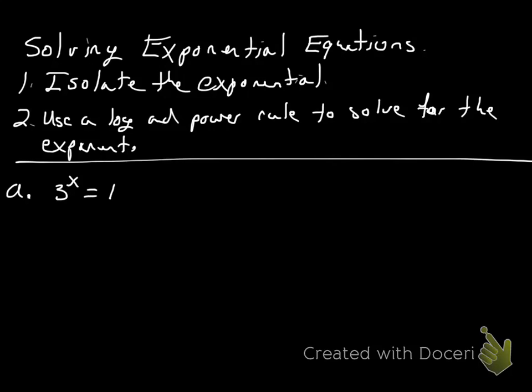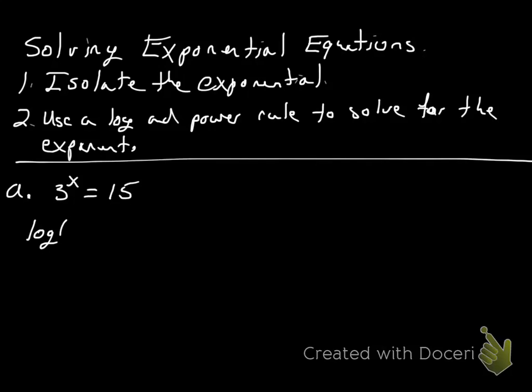So let's say I have 3 to the x equals 15. The first thing I want to do is isolate the exponential. The exponential is going to be some number to the x power. So we have 3 to the x equals 15, so the exponential is already isolated. Now we'll use the log and the power rule to solve for the exponent. You either want to use log, base 10, which will just appear as log on your calculator, or you want to use the natural log, ln, which is log base e, because those are the two that most calculators will use.